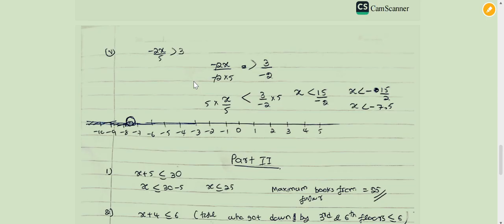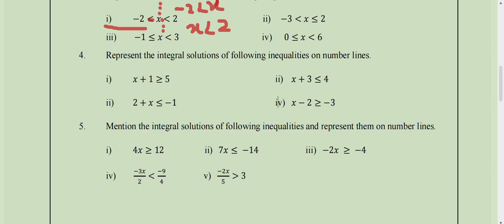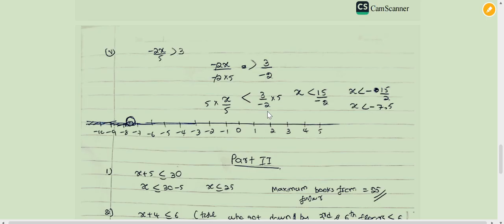the inequality is minus 2x divided by 5 is greater than 3, right? Firstly you should divide by minus 2. When you divide by minus 2, the sign should reverse, and this sign goes to this sign, right?